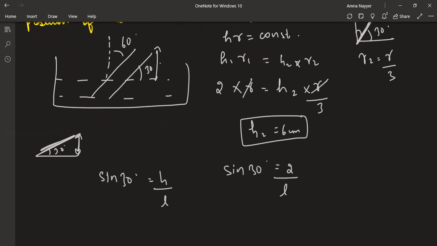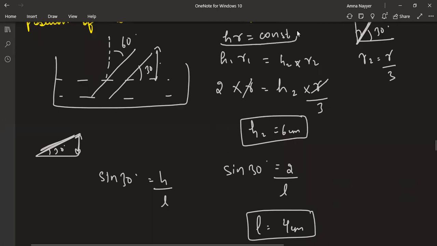Initial height was 2 centimeter. Length is, so half into L equals 2. So L is 2 into 2, that will become 4 centimeter. This is how you use the same method you will apply. One new term was this, H into R is constant, this you will use. Secondly, if this is inclined, you will still take and calculate the perpendicular height H only.